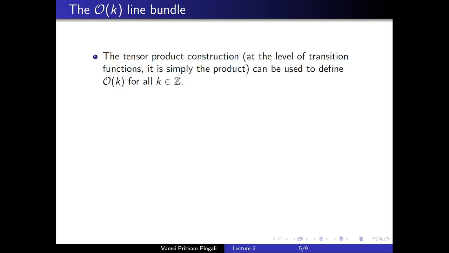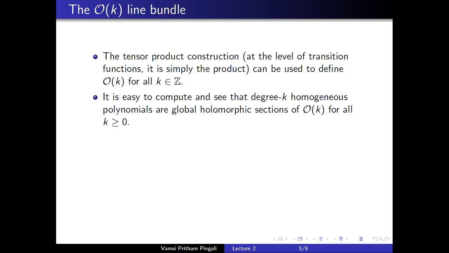If k is a positive number, take the tensor product of the hyperplane bundle with itself k times, you get another line bundle, and that is the OK line bundle. If k is negative, you take O-1 and take k tensor powers of it. If k is 0, it's a trivial line bundle. Okay. That's the meaning of the integer k. It's how many tensor powers you're taking, right?